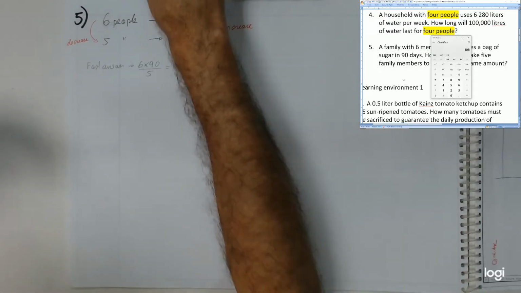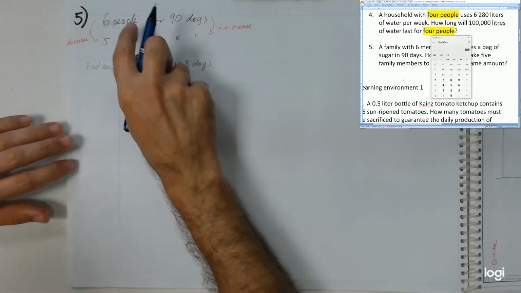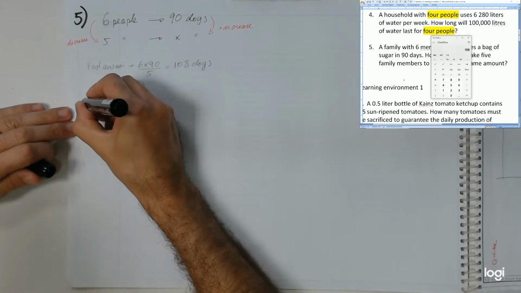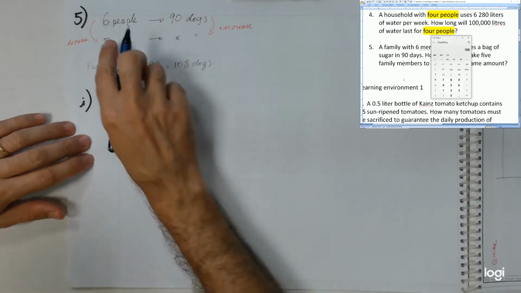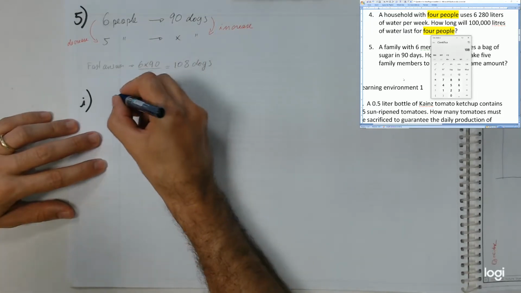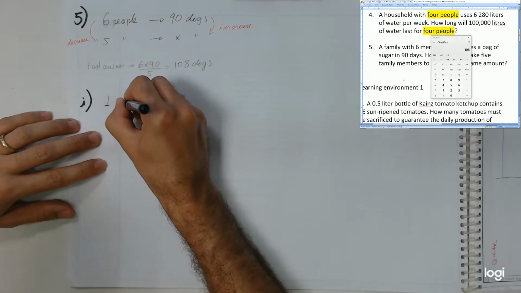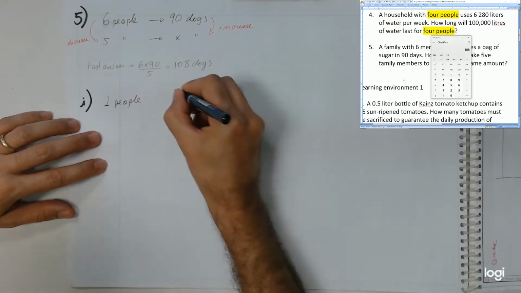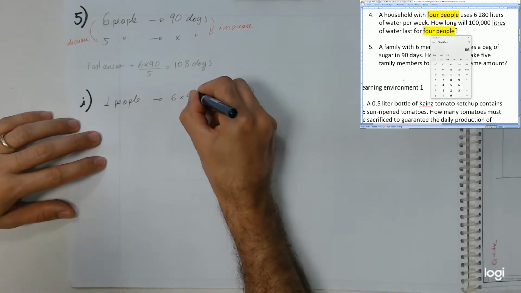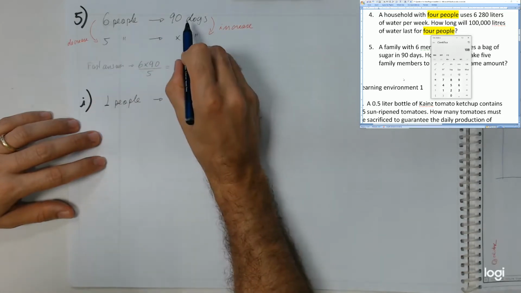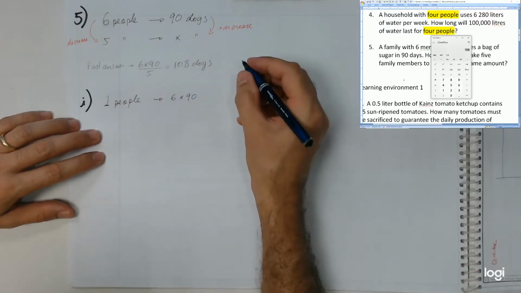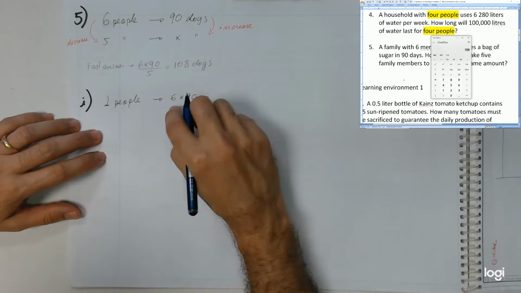Now let's go step by step. What is going on in here? Well, 6 people take 90 days. How could you do the first step? Well, if 6 people take 90 days, let's imagine what it would take for one person. One person would need 6 times that, right? Because if 6 people need that food 90 days, one person is going to take 6 times longer, okay?